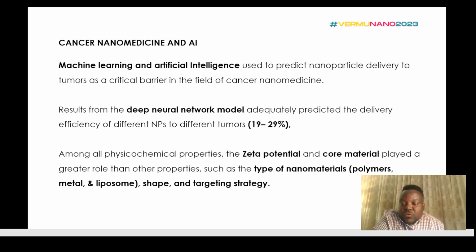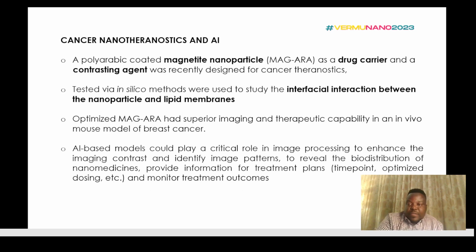Some of the studies show that a deep neural network model adequately predicts the delivery efficacy of different nanoparticles in different tumors. Across different microenvironments in the tumor, the delivery differed by up to 29%. Among these physical properties, the zeta potential and the core material play a critical role, as do other factors such as the type of polymers, metals, liposome shape, and integrity strategies. They show these are some of the critical points that can be significant.